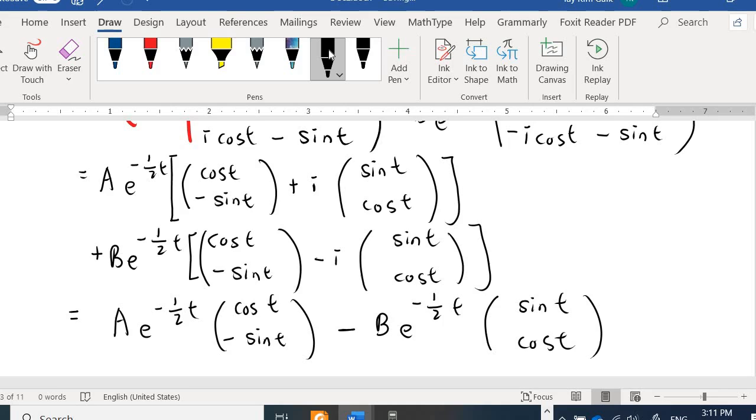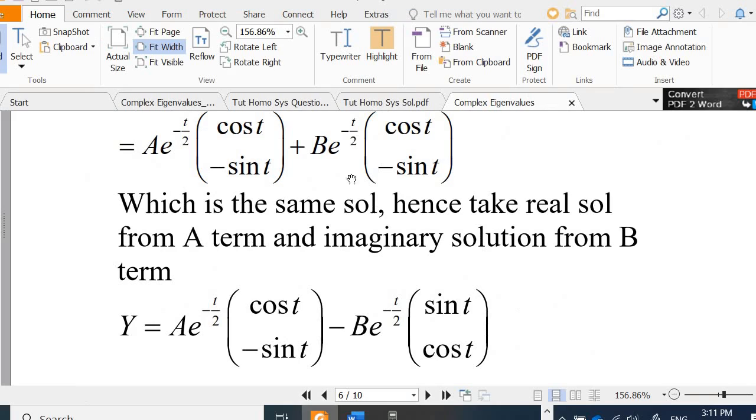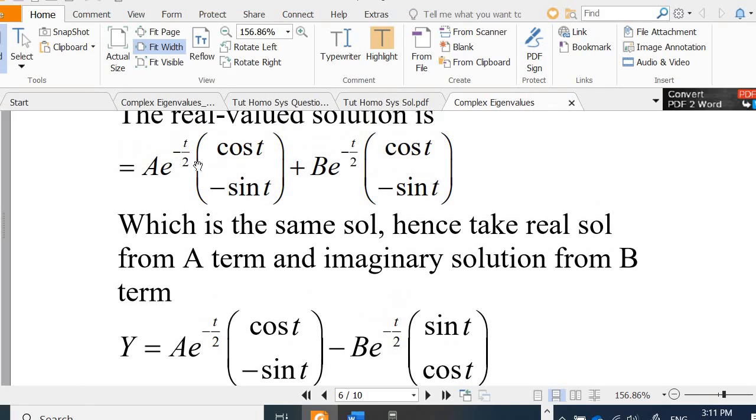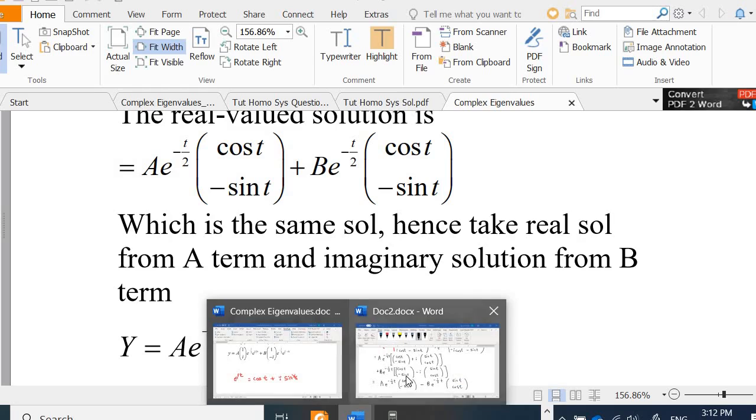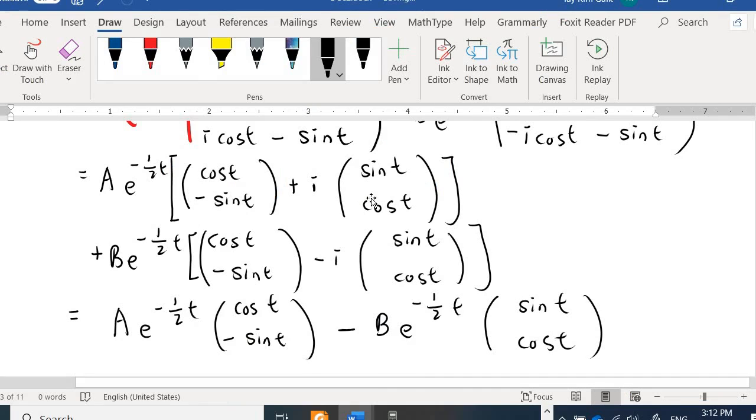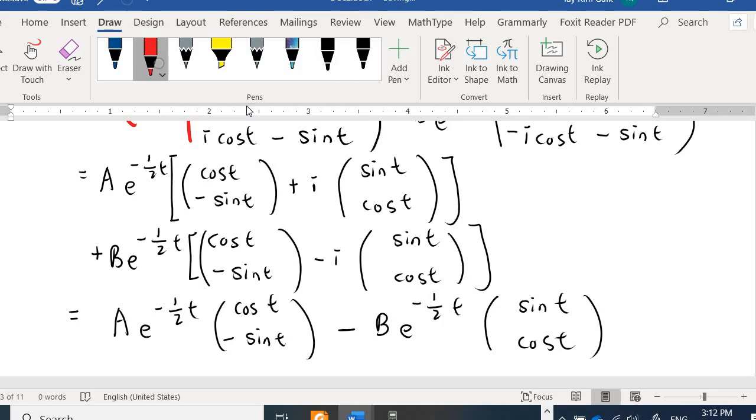Okay, do you have any questions here? Just now the YouTube, okay, stop at here, is actually not yet finished because these two terms are actually the same. That's why, okay, for the solution, you take the real solution from the A term, the imaginary solution from the B term. That's why this is the final solution, like this.